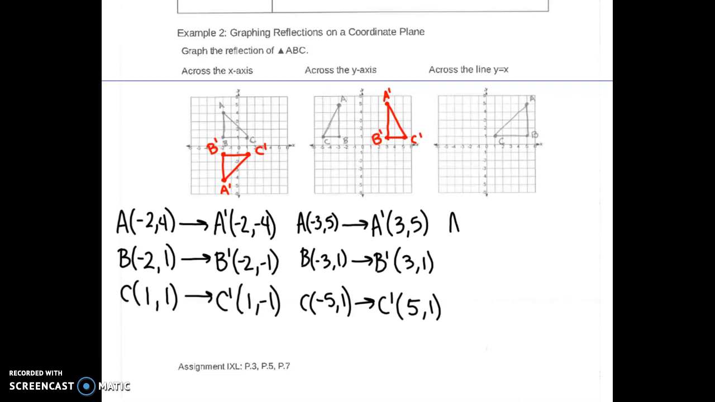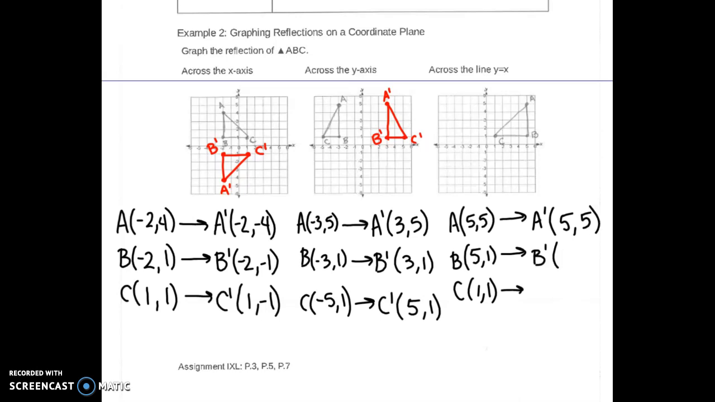The last one, we need our points. So A is going to be 5, 5. B is going to be 5, 1. And C is going to be 1, 1. So again, we're just changing the order on this. So A prime is still going to be 5, 5. B prime is going to be 1, 5. And C prime is still going to be 1, 1.